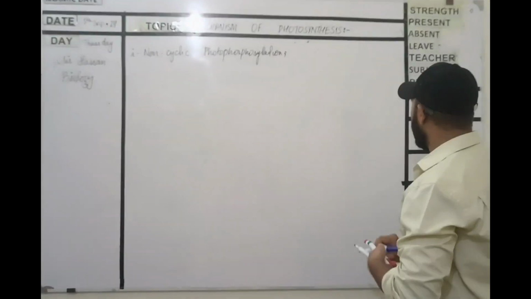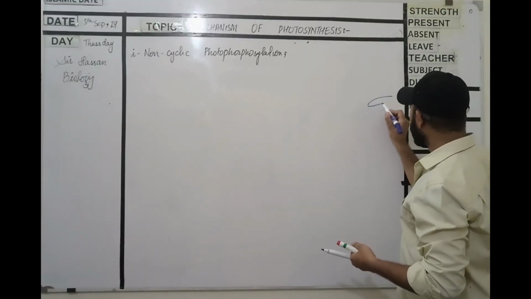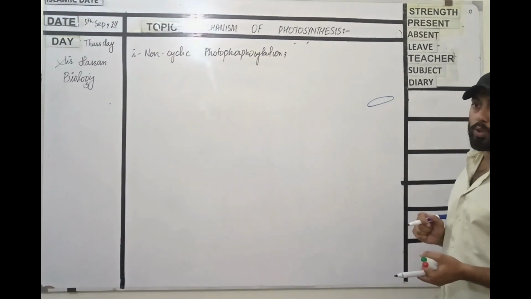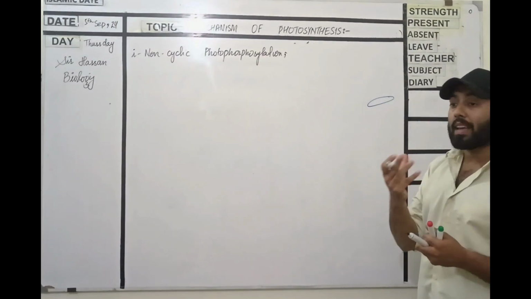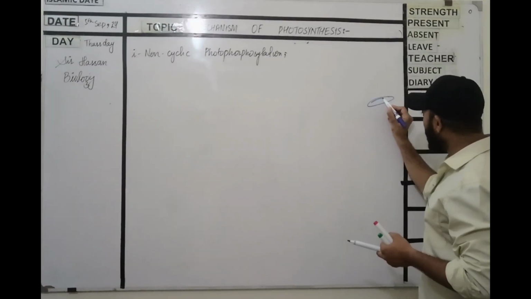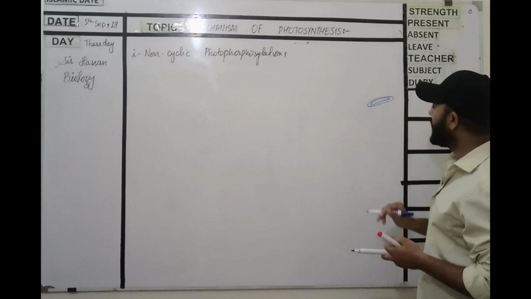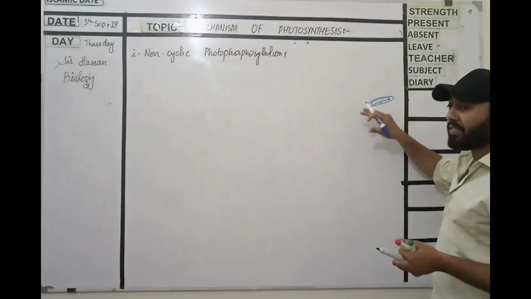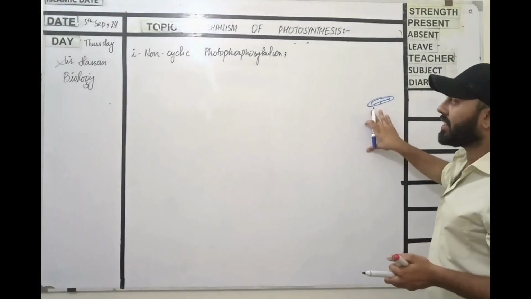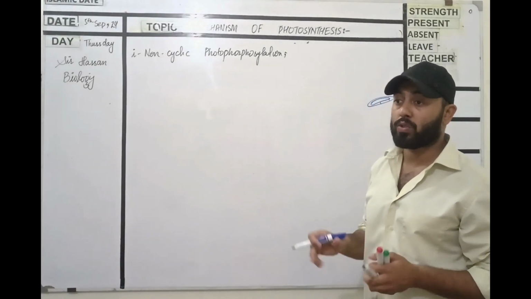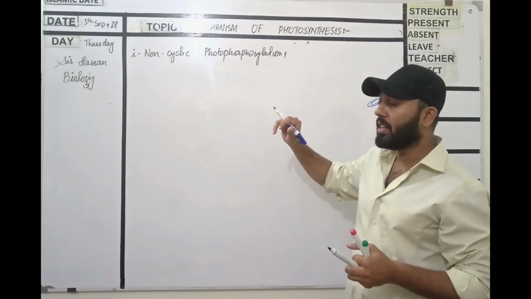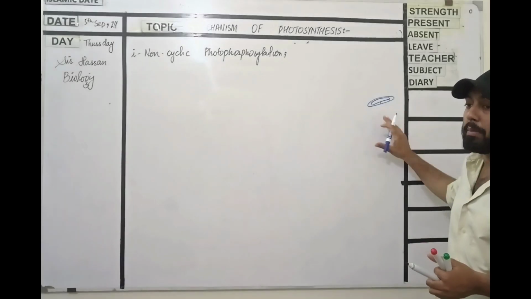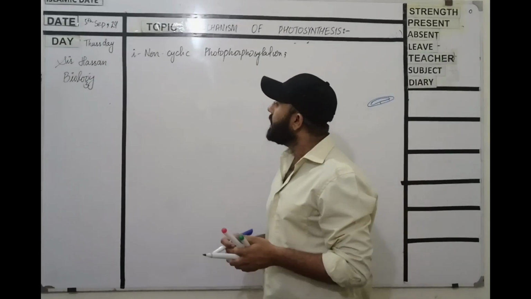Okay. If you remember that inside the chloroplast there were coil-like structures which were called thylakoids. These thylakoid membranes contain different types of molecules which are involved in non-cyclic photophosphorylation. So the location of light reaction, or non-cyclic photophosphorylation, is actually the thylakoid membranes.